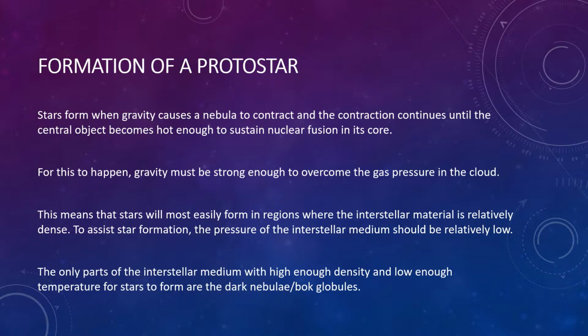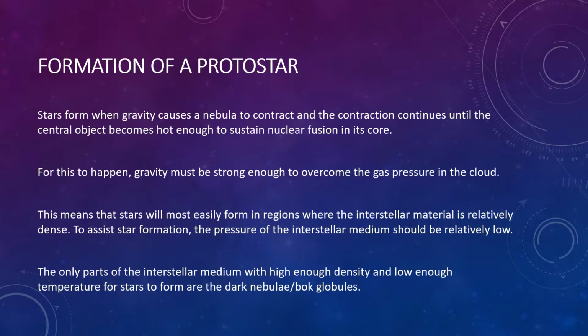This means that stars will most easily form in regions where the interstellar material is relatively dense, so the atoms and dust grains are close together and the gravitational attraction is enhanced. To assist star formation, the pressure of the interstellar medium must be relatively low. This means that the star-forming region of the interstellar medium should be as cold as possible, because the pressure of the gas goes down with temperature.